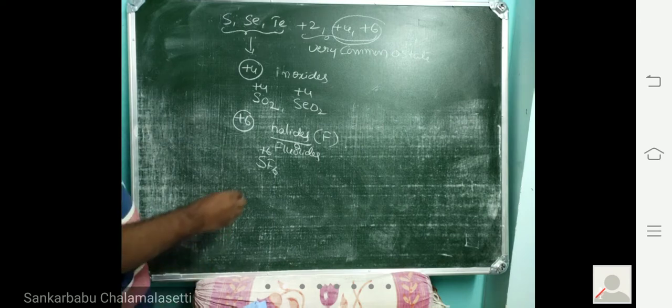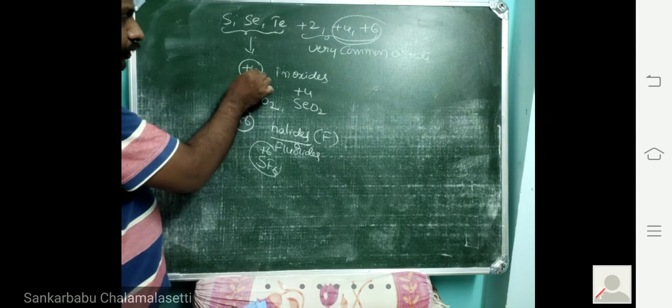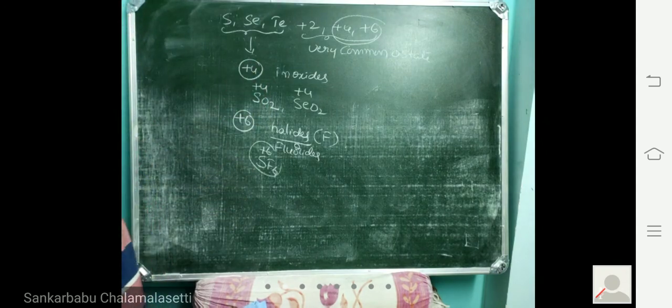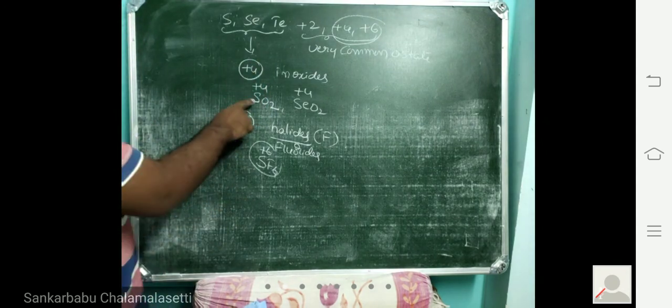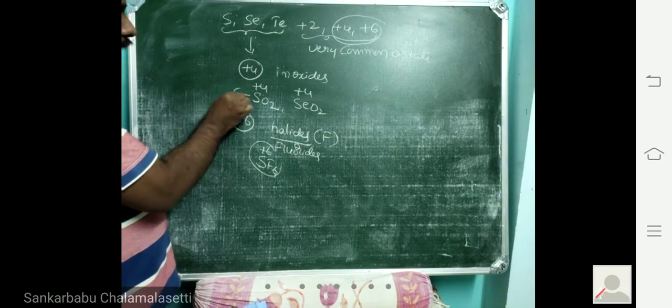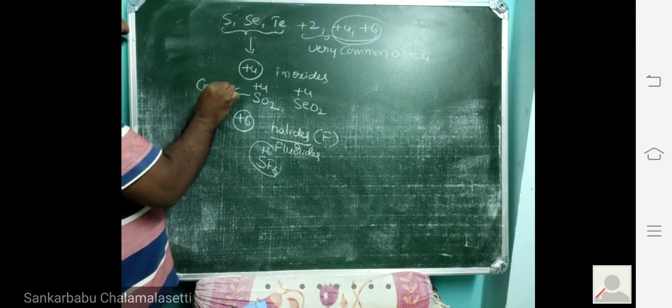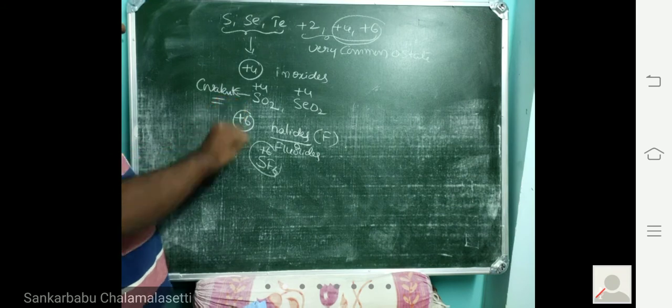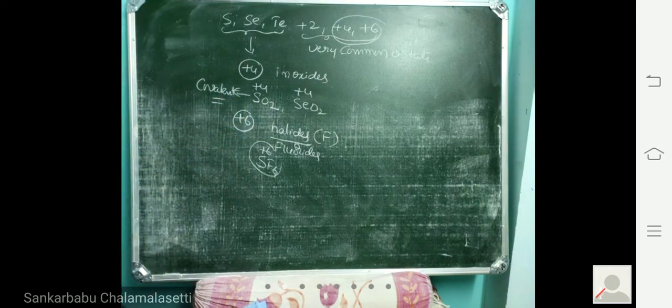And in case of +6 and +4, the nature of the bond is covalent. In a higher oxidation state, the nature of the bond is covalent in nature. That is about oxidation states shown by 16th group elements.